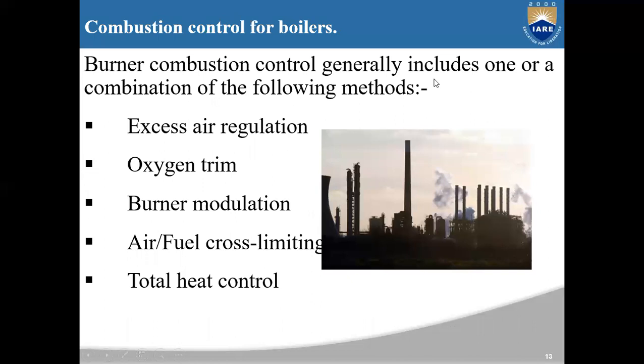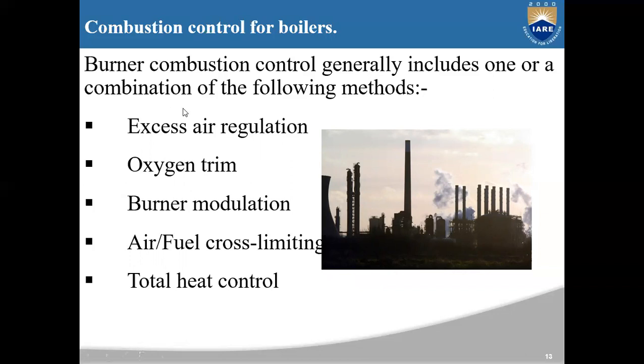Combustion control for boilers. The burner combustion control generally includes one or a combination of the following methods. So here there are five methods: excess air regulation, oxygen trim, burner modulation, air fuel cross limiting, and total heat control. These five methods are used for burner combustion control in boilers. Let us discuss them one by one.